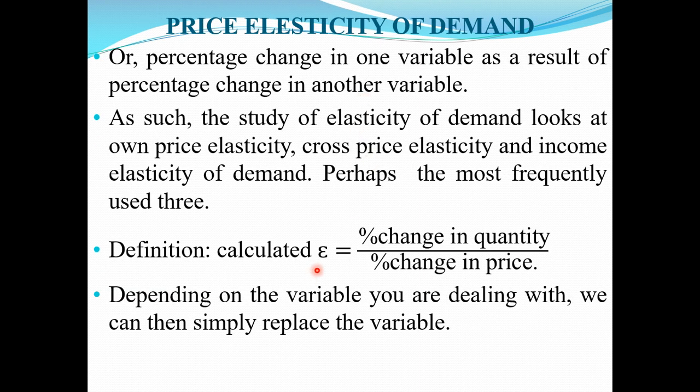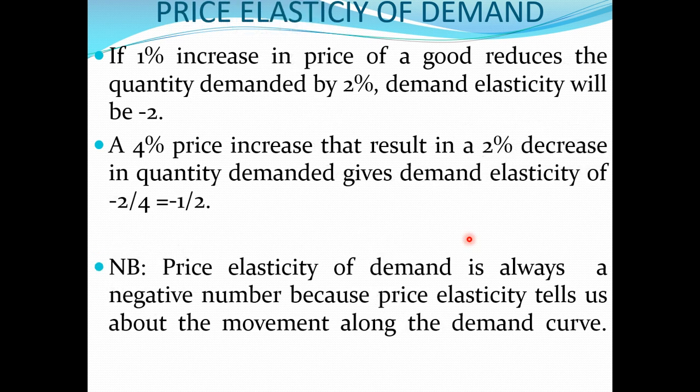The formula is saying that price elasticity of demand is equal to the percentage change in quantity due to a percentage change in price. So in our example, we are saying that quantity reduced by 2%. Quantity reduced, which means there was a negative 2% change in quantity. That's what it means, right? So we know that the quantity reduced by 2%.